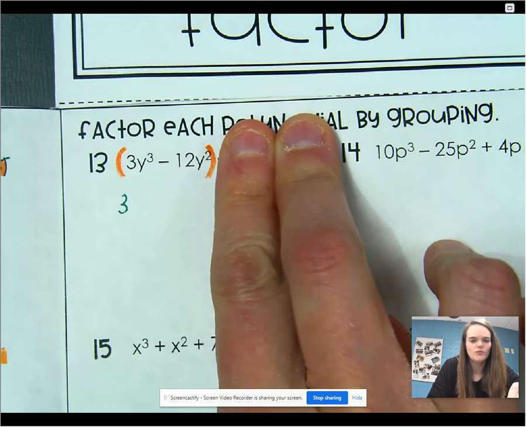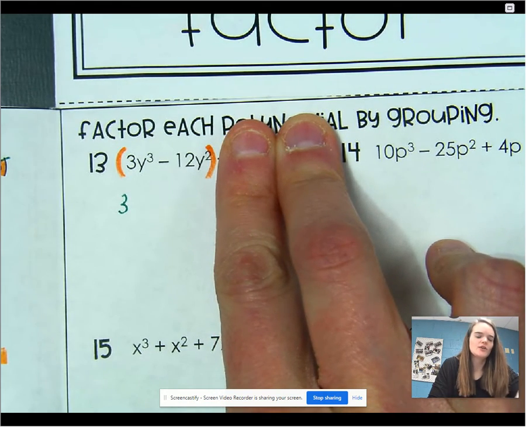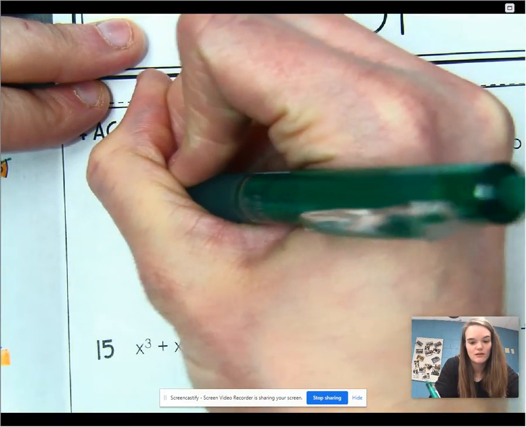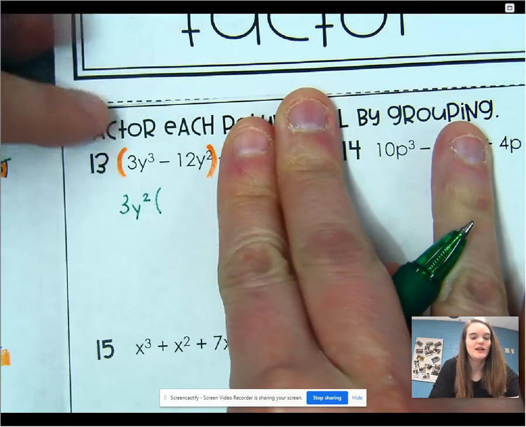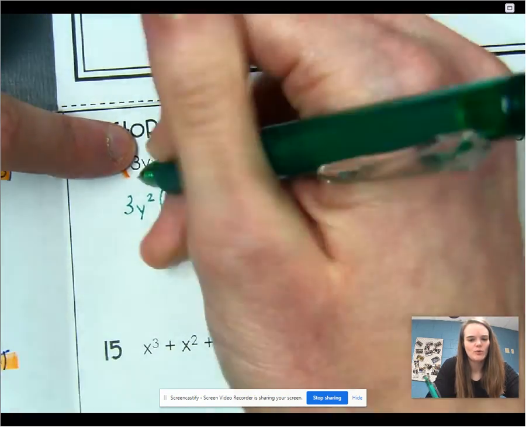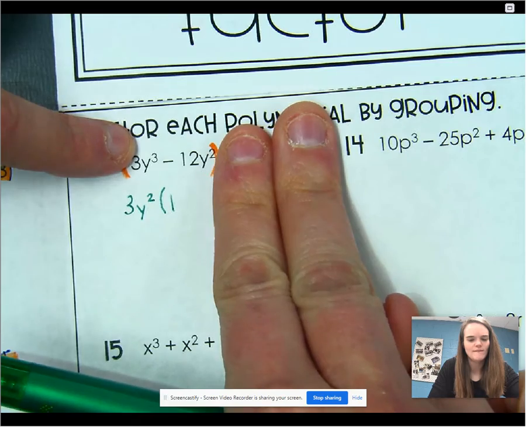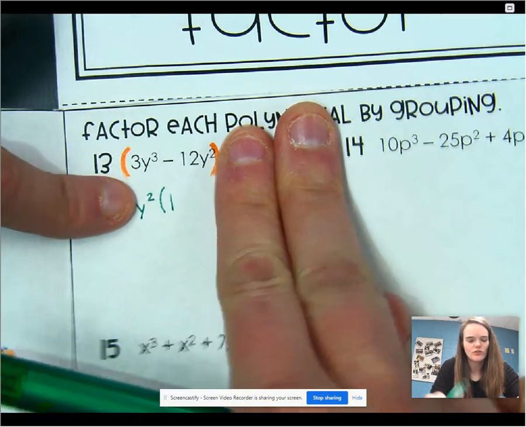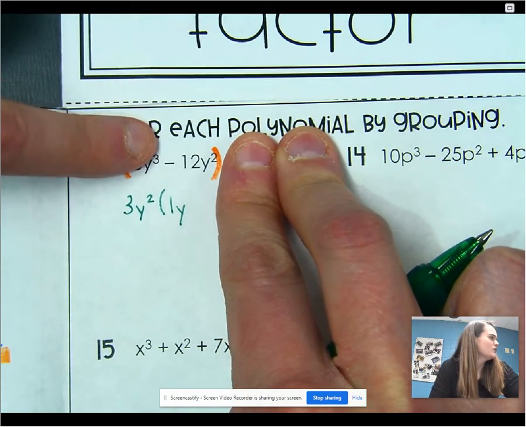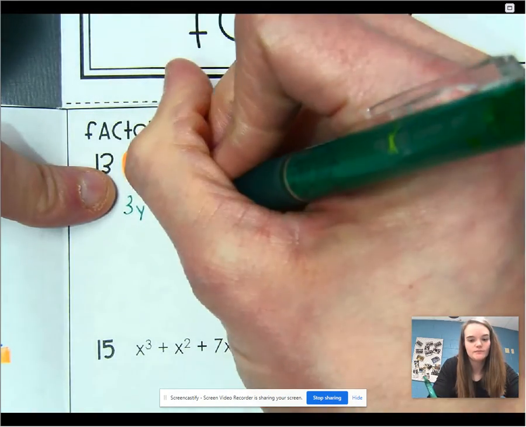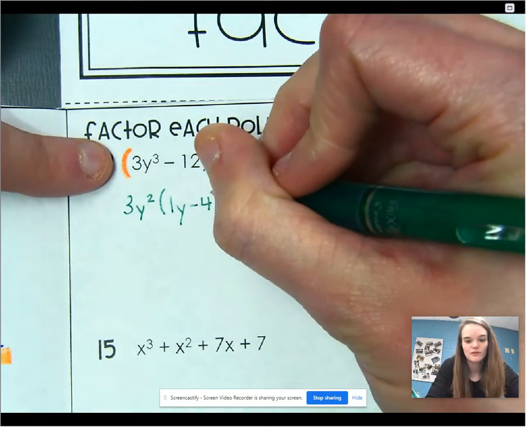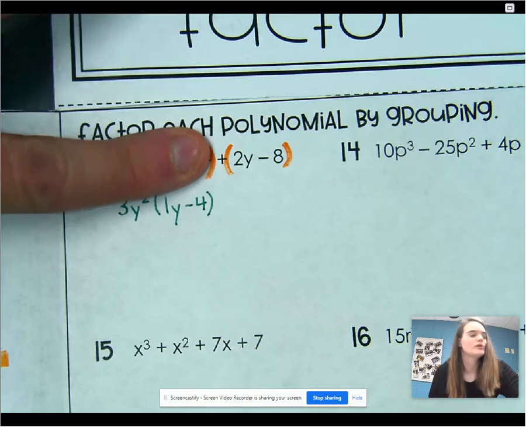All right. Also, I have y to the third and y to the second. So I'm going to take out a y to the second. Now, what's left inside? 3 divided by 3 is just 1. So I can put 1 or I don't have to. Okay. I had 3 y's and I took out 2, so I have 1 left. Now, negative 12 divided by 3 is negative 4. I had 2 y's, I took out 2 y's. There's my first set of parentheses.